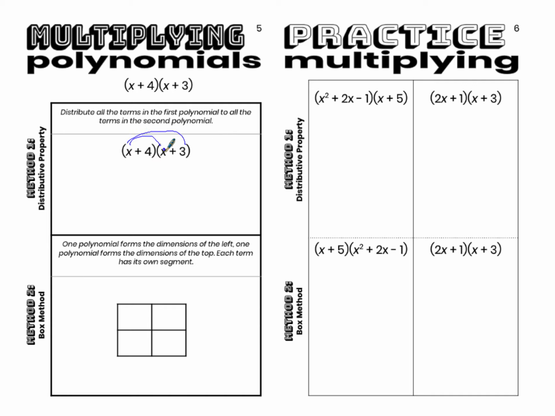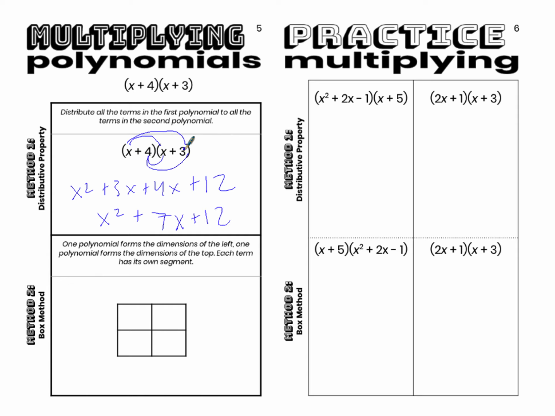So x needs to be distributed to x times x plus 3, as well as 4 times x plus 4 times 3. So we're distributing all of the terms in the first polynomial to all of the terms in the second. So distribute and distribute. That gives us x squared plus 3x plus 4x plus 12. And then we just need to combine like terms.